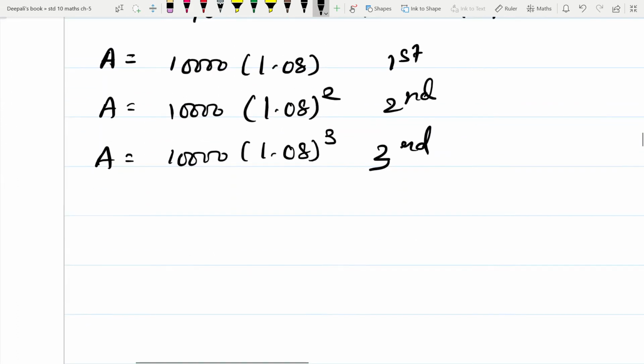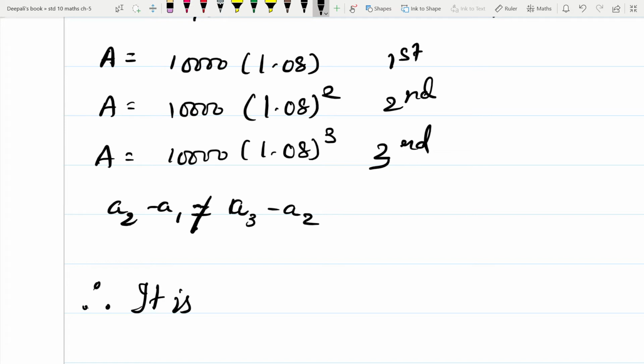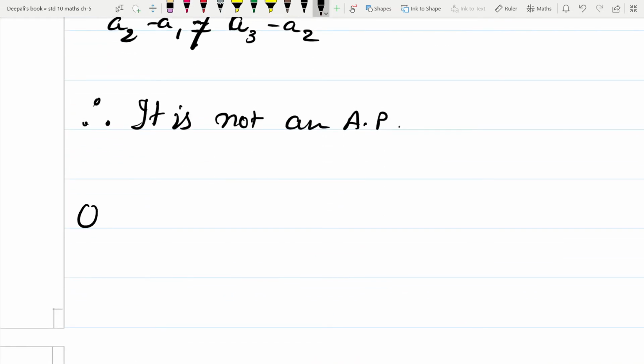and so on. Now if I try to check the answers to this, then I will not be getting the correct value for A2 minus A1. If I do, I will be getting A3 minus A2 is not going to be equal here, and therefore it is not an AP. Now let us go to question number 2.